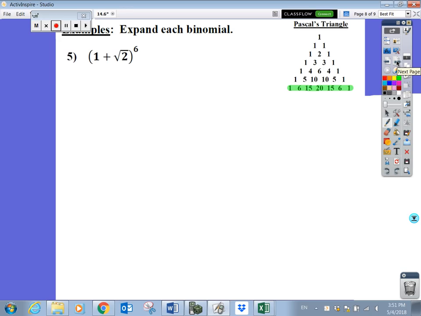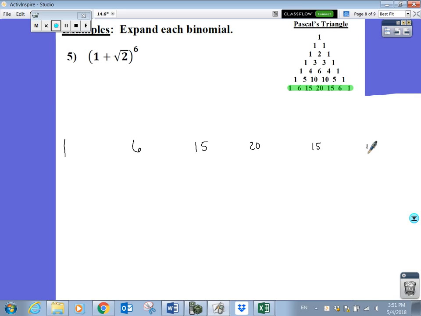Now, this next one, it's not that bad. Okay, it looks like it could be that bad, but you just got to pay attention to all of your numbers as you're writing this. So 6 means we're looking at row 7. So we have a 1, a 6, 15. You got to use a lot of space for this one. A 20, a 15, a 6, and I'm going to have to go down to the side a little bit, and a 1.